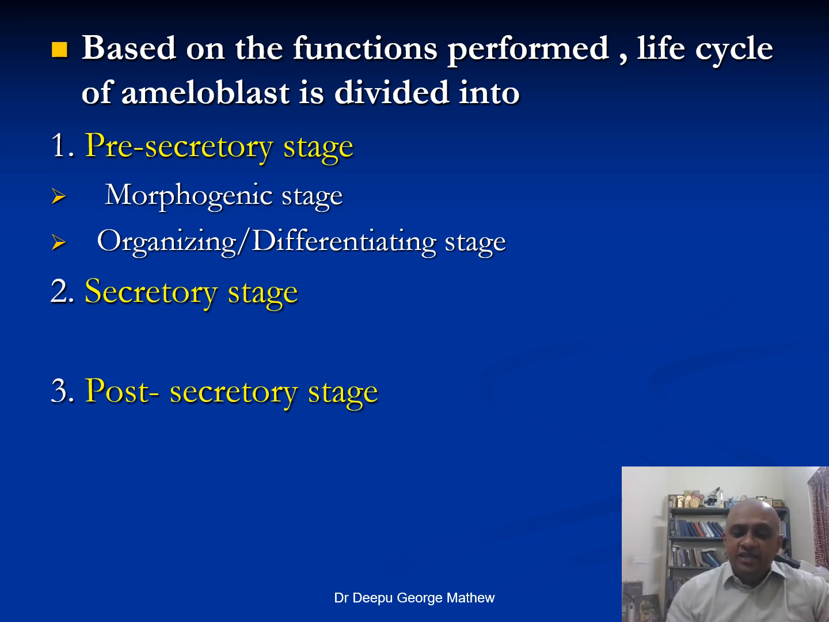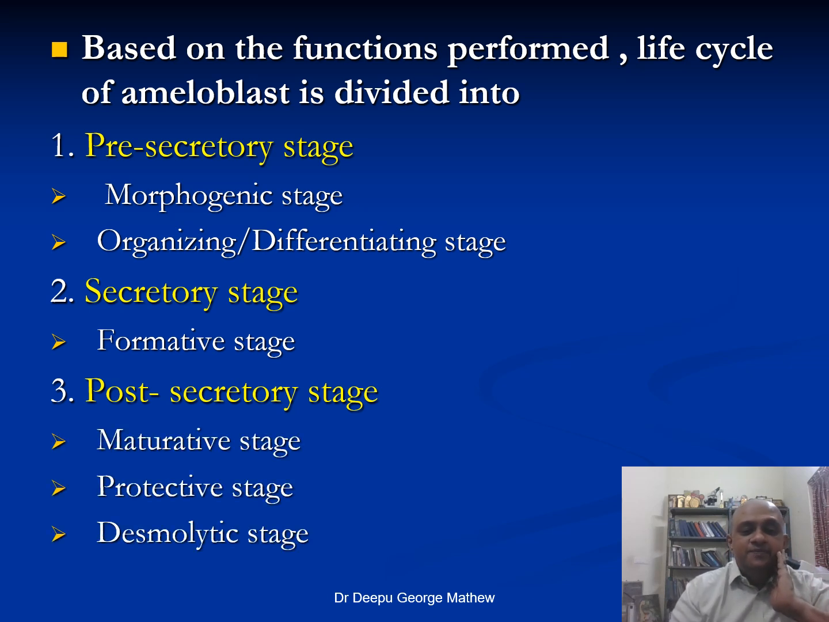And then comes the secretory stage, or the formative stage, where they are going to secrete the enamel matrix. Once the enamel matrix is secreted, the next stage is known as the post-secretory stage, under which comes the maturative stage, where the mineralization of this secreted enamel matrix happens. Then once the enamel is completed, the post-functional ameloblast becomes a part of the reduced enamel epithelium, and they will be covering the crown of the unerupted teeth and protecting them from the surrounding ectomesenchyme. That is what you know as the protective stage.